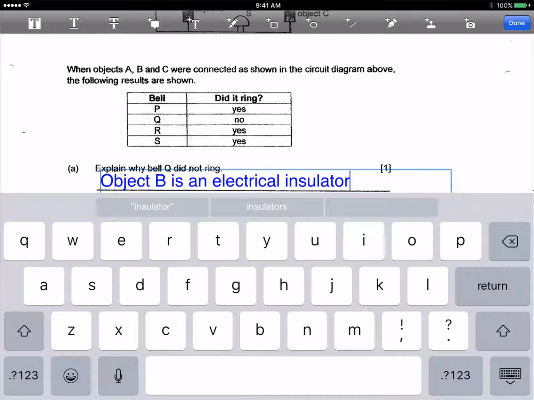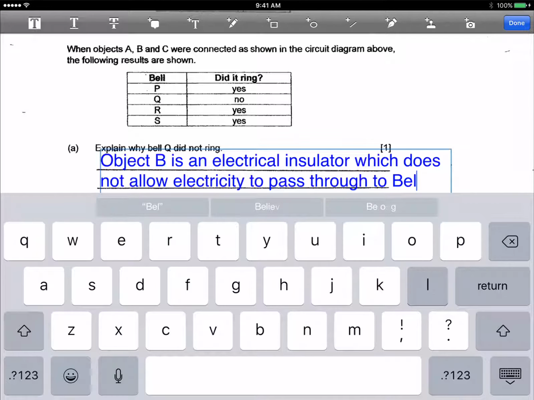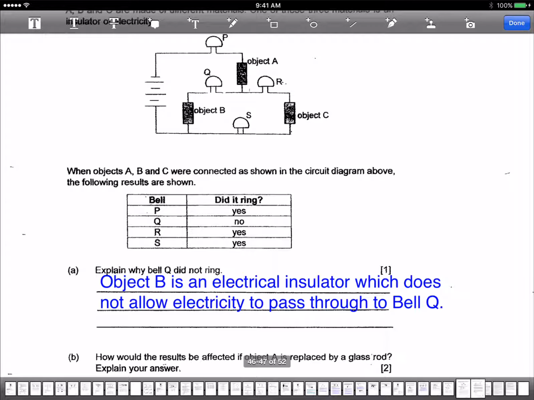So what happens? It does not allow electricity to pass through to the bulb. Right? Insulator.